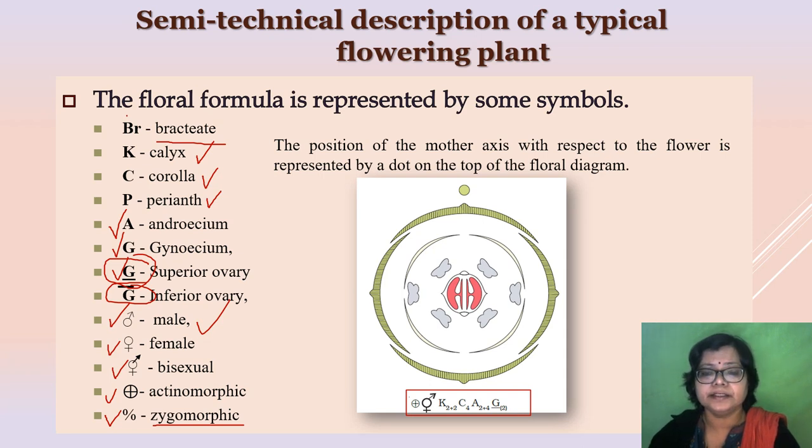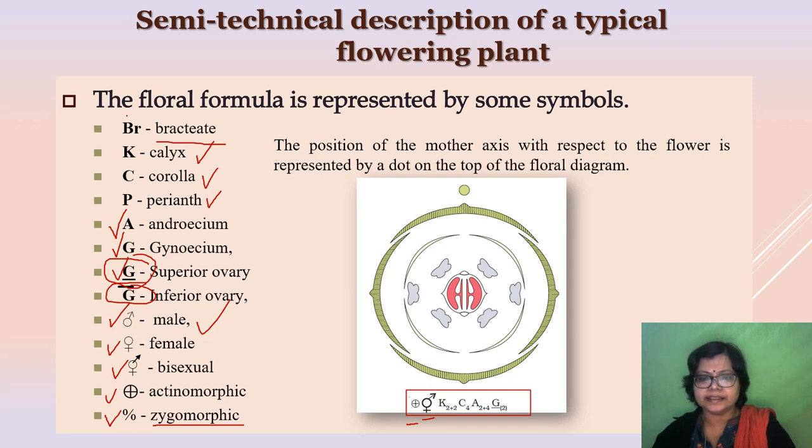But for writing the floral formula, there is a sequence, not only the symbols. What is that? First we have to represent whether it is actinomorphic or zygomorphic. Here in this floral formula, you can see that the flower is actinomorphic. Then we have to mention the sex of the flower. It represents a bisexual flower. Then calyx, corolla, androecium, gynoecium.